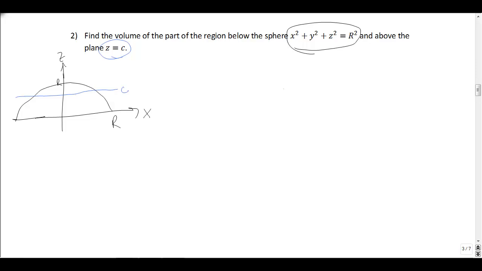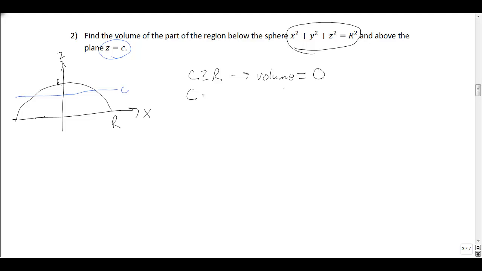Let's suppose that c is greater than or equal to capital R. That is, this blue line is at the top of the sphere or above. Well, if that's the case, we can see clearly there's nothing that's both below the sphere and above the plane, so the volume is 0.